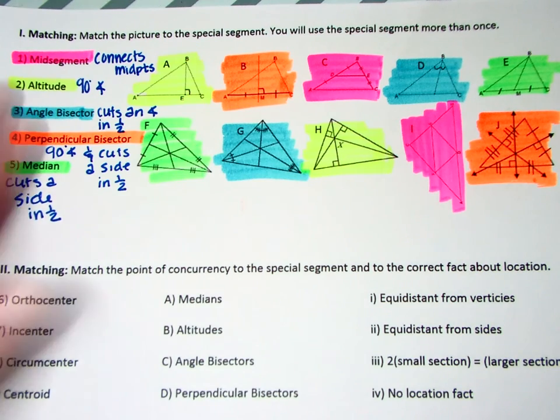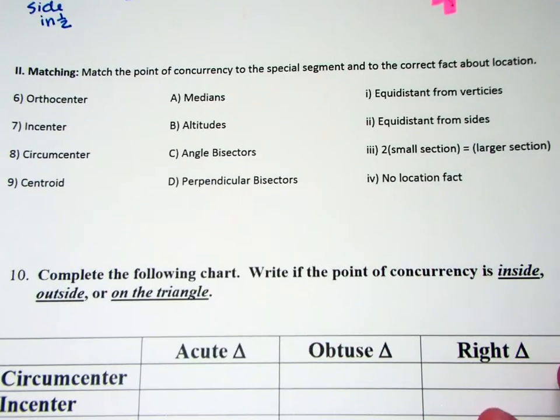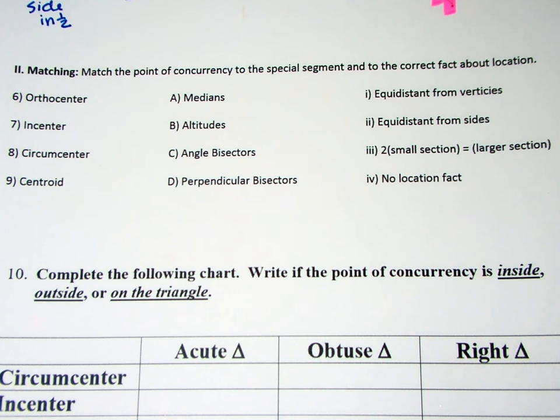Now, these are all segments, so let's move down here to matching the points with the lines that are created with the location facts about the point of concurrency.